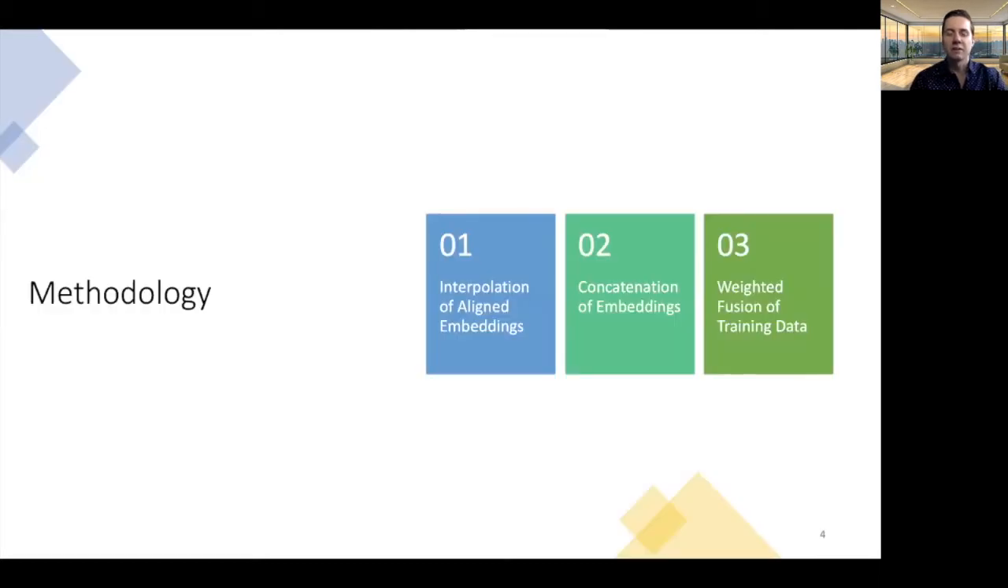The methodology that we use to combine domain-specific and general data can be broken up into 3 different approaches. The first approach is the interpolation of aligned embeddings. The second approach is the concatenation of embeddings. And the third approach is the weighted fusion of training data. I'm going to explain in more detail now what these 3 methods mean.